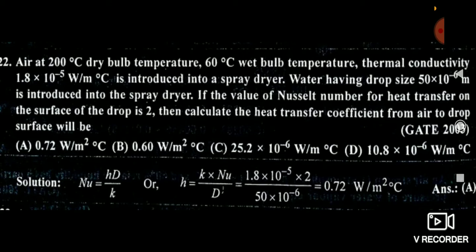Friends, here the Nusselt number value is given, that is 2. So Nu is equal to HD by K. We have to calculate the H value. So H is equal to K into Nu divided by D. You put all these values, you can get your answer, that is 0.72.